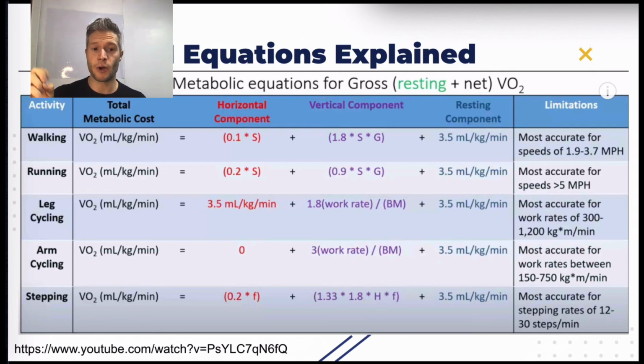What's the resting component that you add on to the other part of the equation to figure out the total metabolic cost of something? 3.5 milliliters per kilogram per minute. Okay, so I have my metabolism accounted for if I was to just be here and resting. But we're talking about doing physical activity now, so there's more metabolic expenditure based off of these activities that is going to add to the total metabolic cost. And what those are is the work.